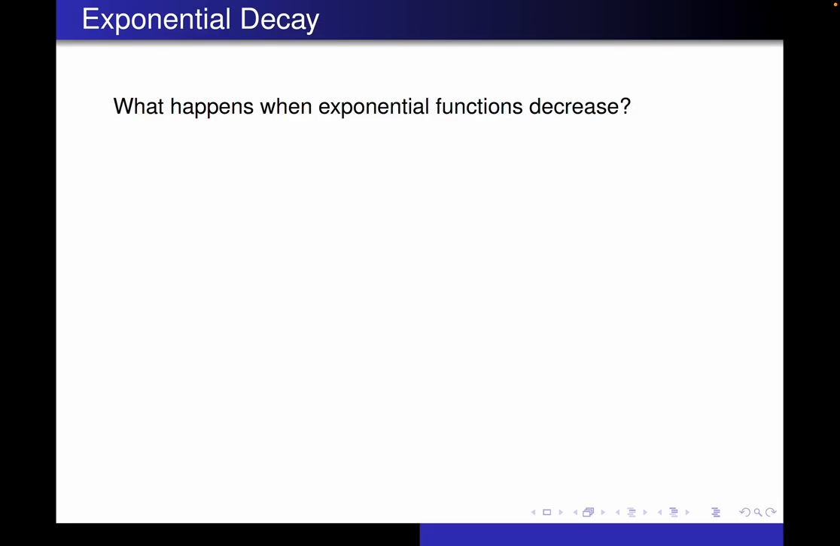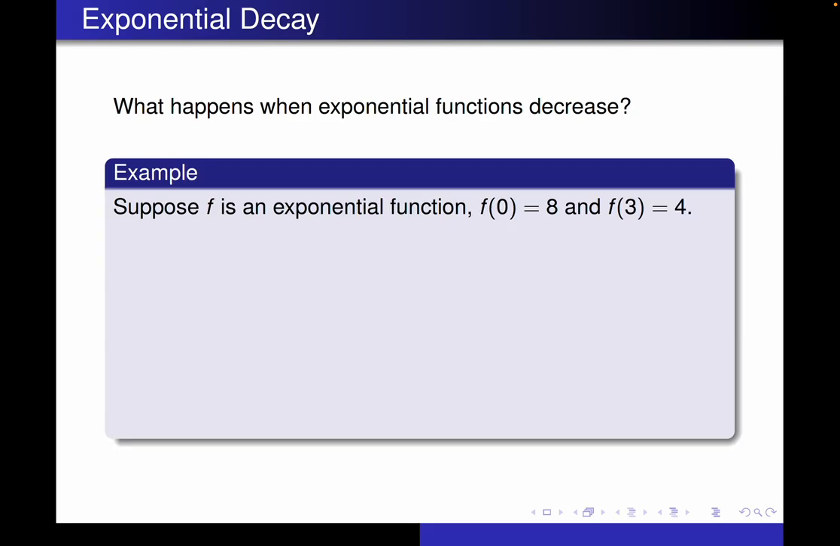Same type of thing happens when we do exponential decay. So what happens when our exponential functions decrease? So in this case, we have f of 0 equals 8 and f of 3 equals 4. Notice that f of 0, even though that's the smaller input, it has the higher output than x equals 3. So a little bit different than the last problem. But we can still get a nice formula for the exponential function.